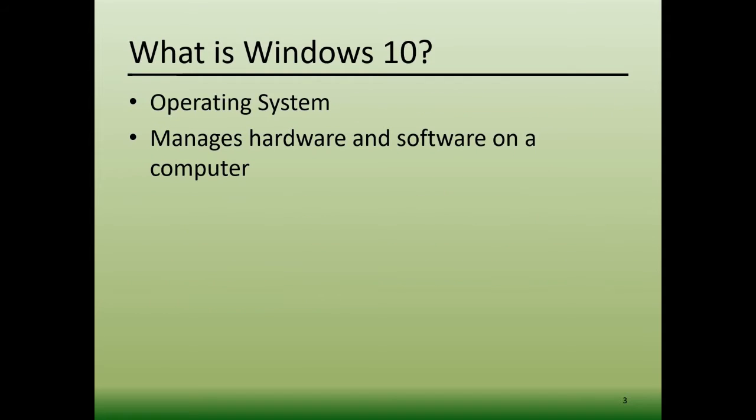So, what exactly is Windows 10? Windows 10 is an operating system that manages all of the hardware and software on a computer. In order to better explain an operating system, we'll use the analogy of a car.